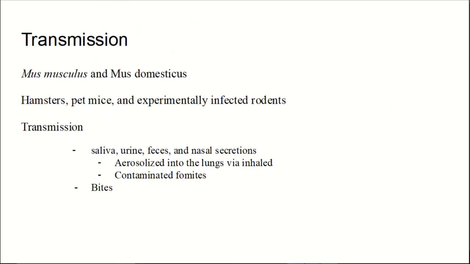Transmission. So the reservoirs for LCMV are house mice, which are Mus musculus and Mus domesticus. LCMV can also be seen in hamsters and in rodents in the labs that are being tested with LCMV. Transmission basically occurs through the saliva, urine, feces, and nasal secretions of the mouse. And for the majority of part, it's inhaled by us humans. It could also be contracted by touching something that's been infected by the secretion of the mice, and then touching our mucous membrane. That's another way it can be transmitted. And then the last transmission is through a bite from one of these organisms.